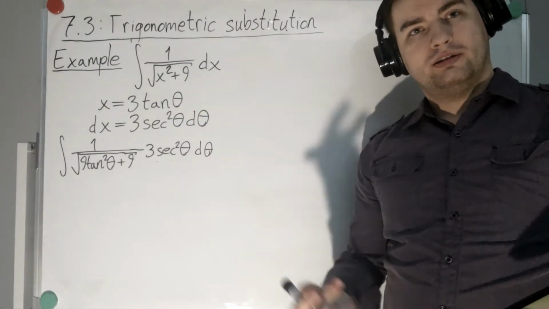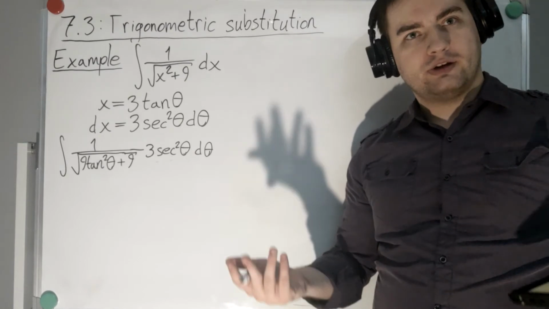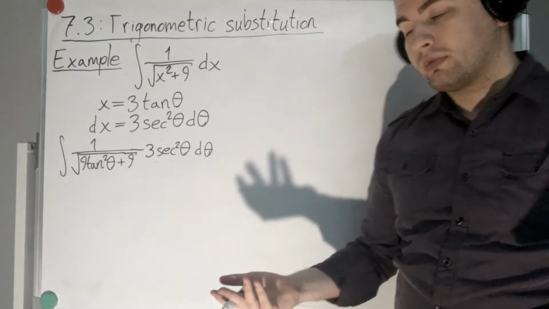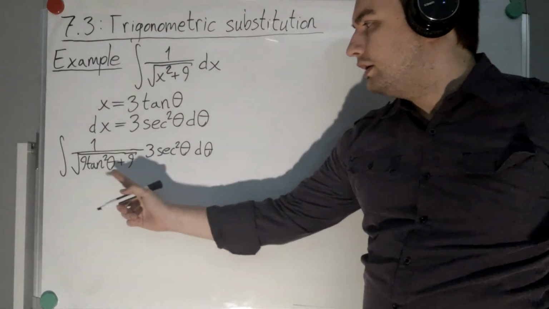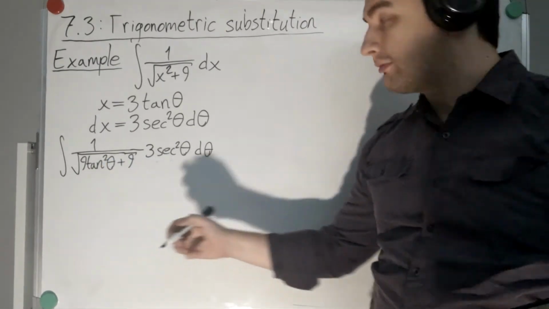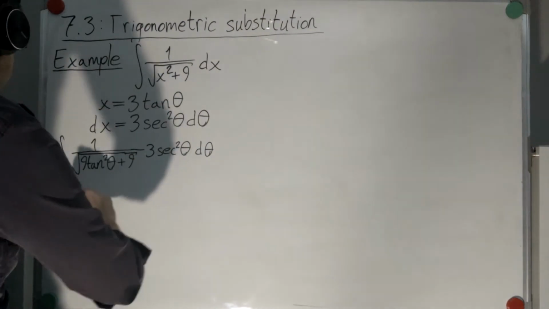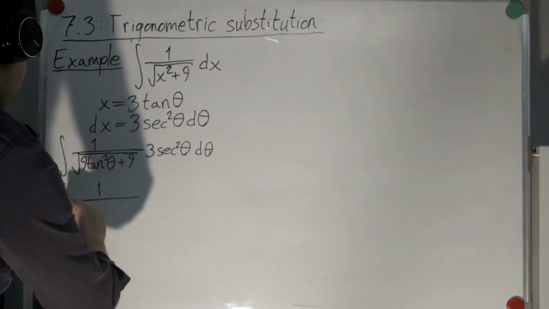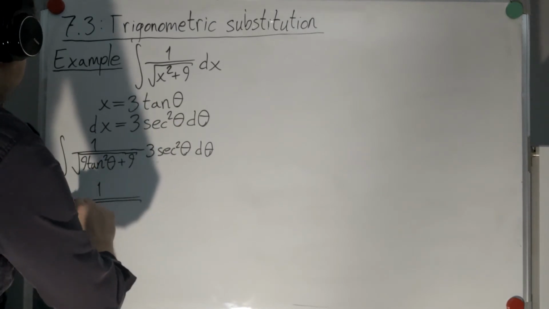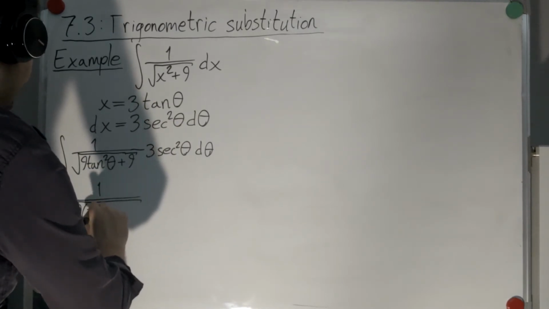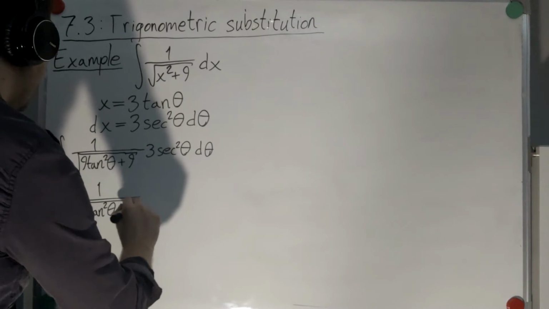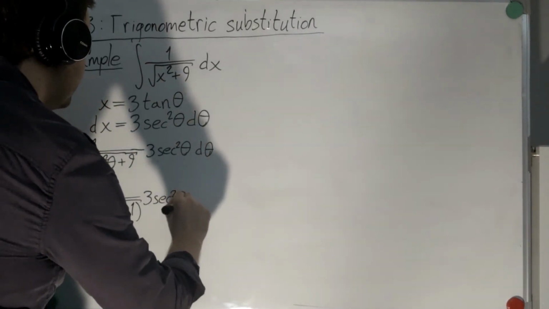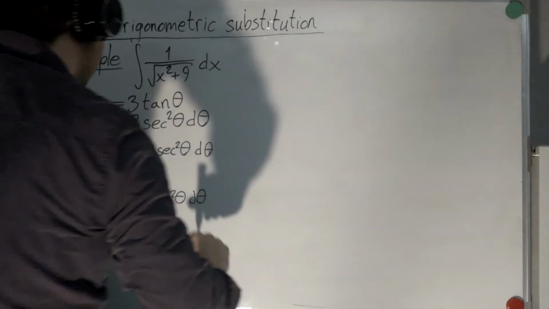Now once again, this has been rigged so that a trigonometric identity would apply that would make things easier. In our case, we can factor out a 9 from these two terms, and then this now becomes the integral of 1 over the square root of 9 times tangent squared theta plus 1 times 3 secant squared theta d theta.